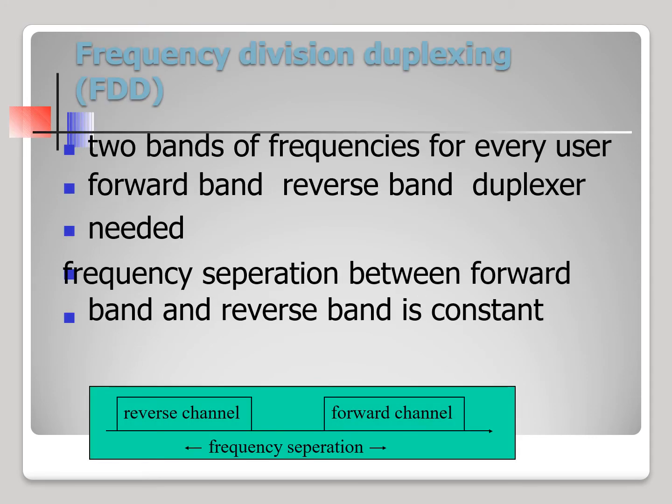So what is meant by frequency division duplexing? We know that for a communication to be established, we need two channels, one forward channel and one reverse channel. If we are allocating two different channels for the forward and reverse direction, that technology is known as FDD, or frequency division duplexing. Reverse channel and forward channel are both allocated different frequencies, and there is a frequency separation between the two. This is FDD. This is not FDMA, this is FDD.